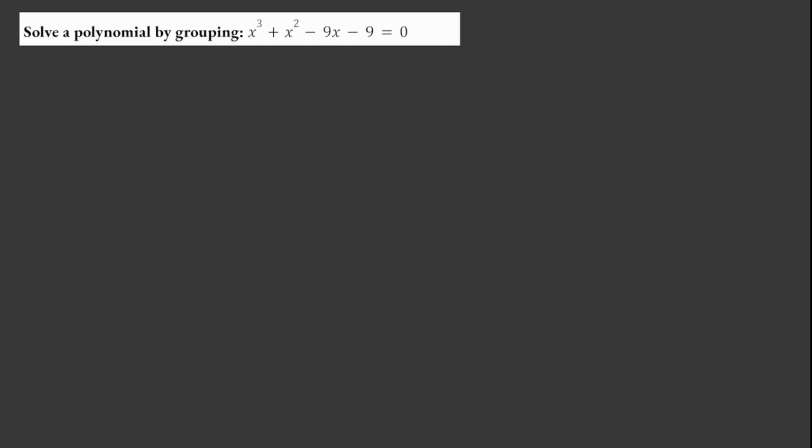Now another way of factoring is what we call grouping. Whenever you have an equation where the highest power is not 2, there's another technique we can use called grouping. The way we use that is we look at the first two terms of the equation. So I have x cubed plus x squared. I factor out from these two terms the greatest common factor, which here happens to be x squared. So x cubed divided by x squared gives you x, and x squared divided by x squared gives you plus 1.